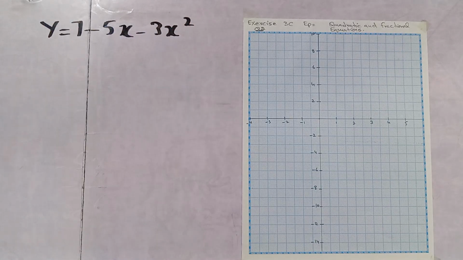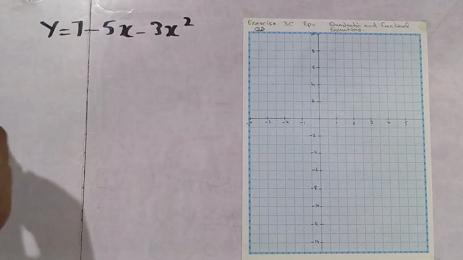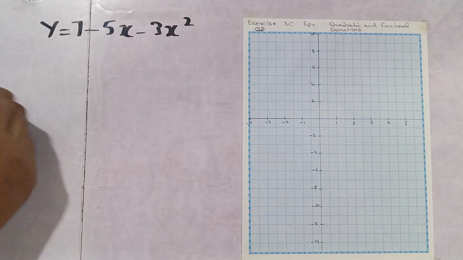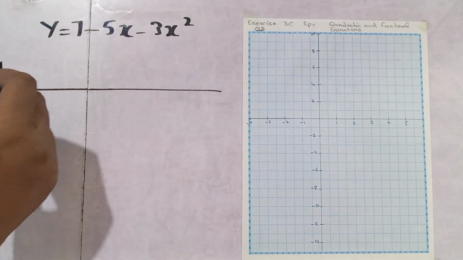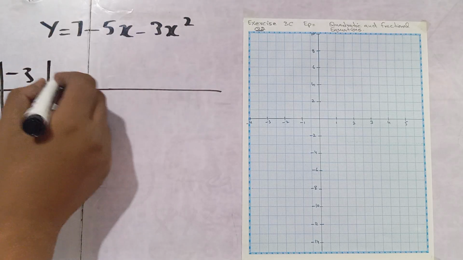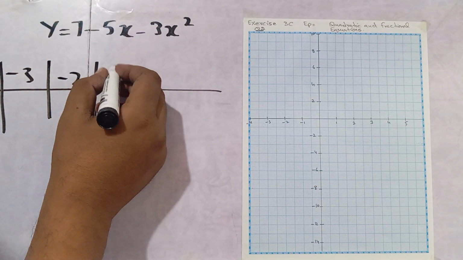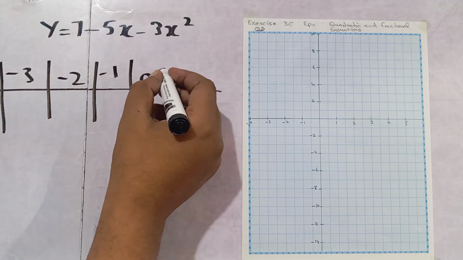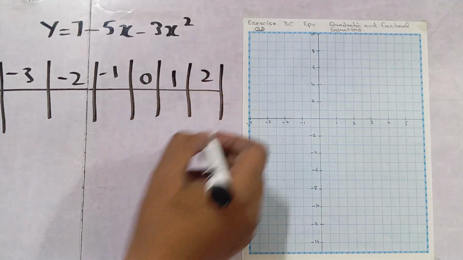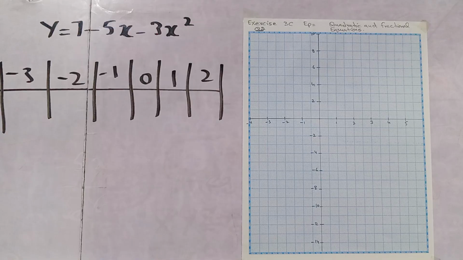So we have to draw a table. Here you have the x and then the y, and x goes from minus 3, minus 2, minus 1, 0, 1, 2. First of all we have to complete this table, and for that we need a calculator. Simply enter these values in your calculator. I will show you how this is done.